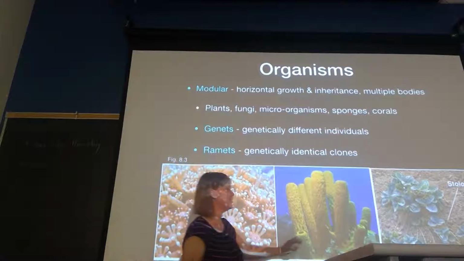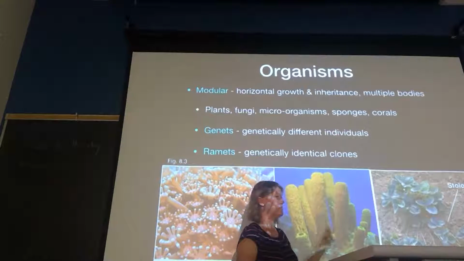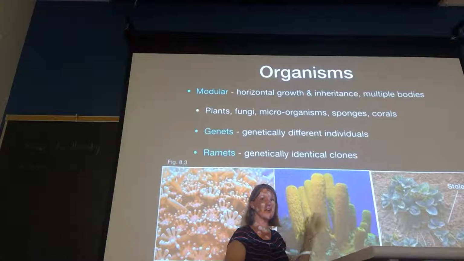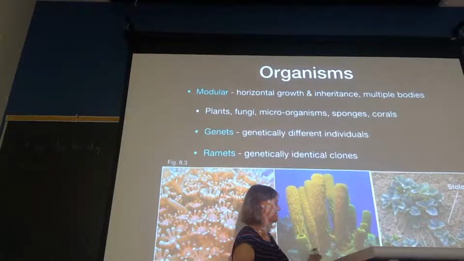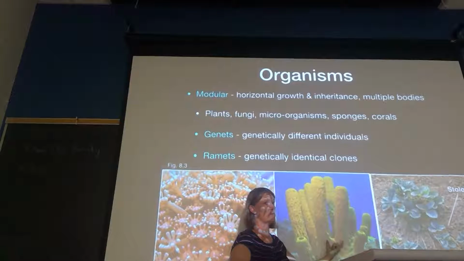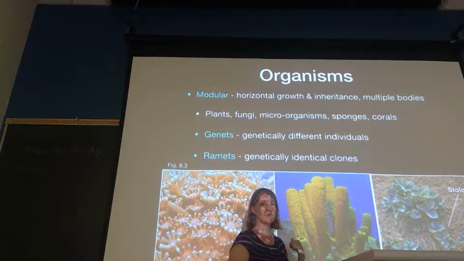The same thing with our sponge here. It has a modular body. Each of these we might harvest and sell as a sponge. They're each feeding independently of each other. They're each going to make gametes independently of each other, but they all came from one sponge that sat down and then has grown new body parts to the side.